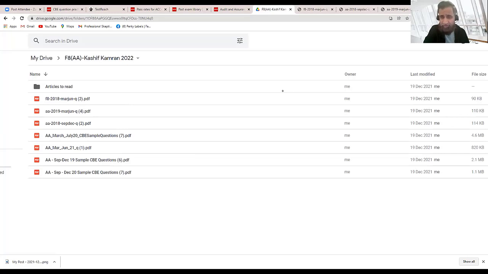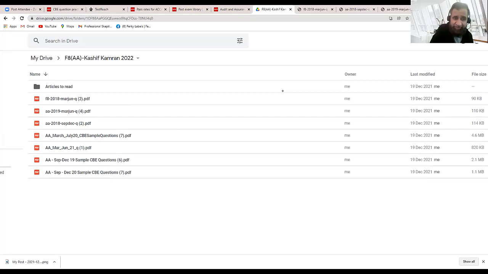So it's easier for you to get them from one place. If there is any extra past paper we are doing in class, which is not available on the AA website, I'll just put that past paper in the drive. So this drive will become healthier over the next few weeks. Then you can see the folder in the drive.